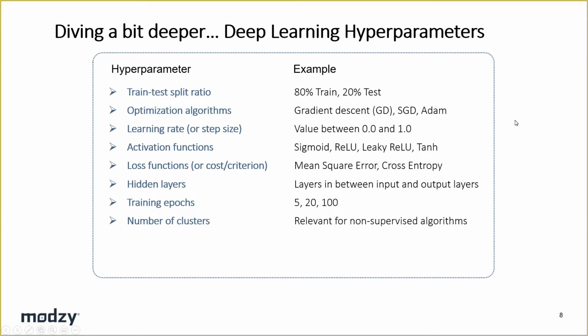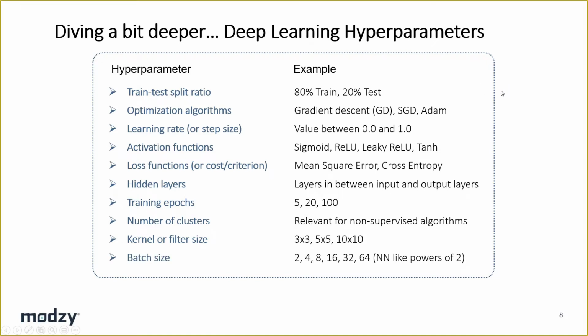Number of clusters applies to non-supervised or clustering algorithms. Kernel and filter size apply to convolutional neural networks. It defines that window that we will use to iterate over an image. Typically, it's a perfect square, so 3 by 3, for example, 5 by 5, 10 by 10. And then batch size represents the number of inputs that you'll pass through during a given epoch or training iteration. Typically, you'll see powers of 2.